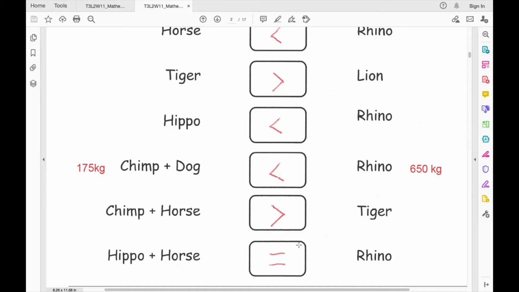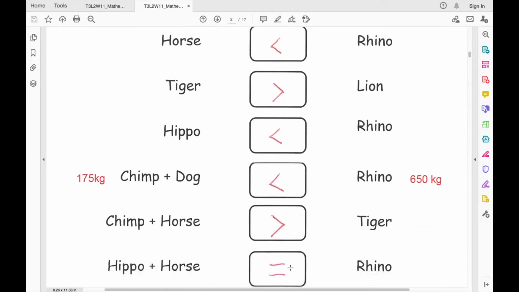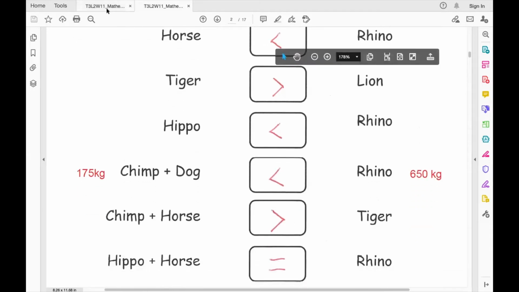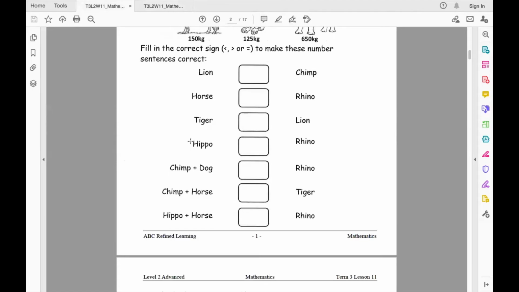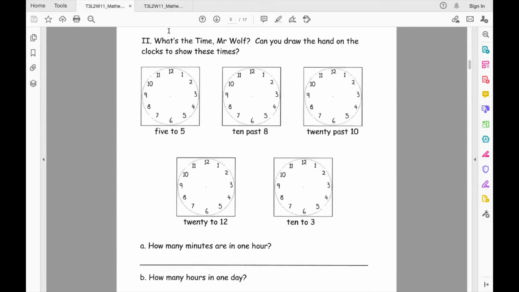So just replay any part that you missed out or you don't understand. And if you're fine to move on, then we will move on to the next activity, which is exercise 2. What's the time, Mr. Wolf? So can you draw the hands on the clocks to show these times?